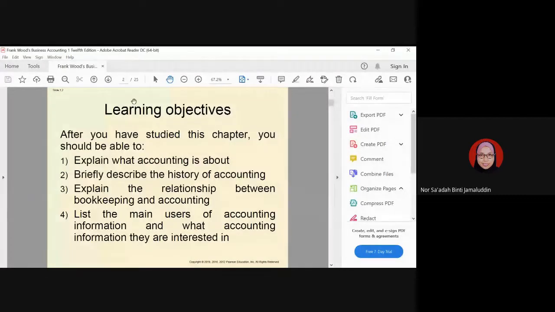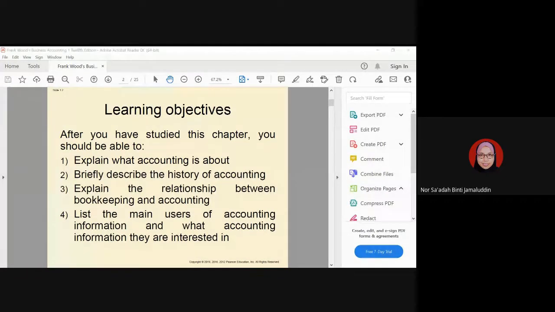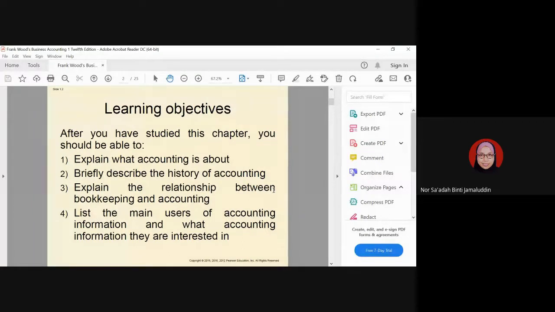Okay, this is the learning objective for this chapter. After you have studied this chapter, you should be able to first explain what accounting is about, and briefly describe the history of accounting. Apart from that, you should be able to explain the relationship between bookkeeping and accounting. And then you must know who the main users of accounting information are and what accounting information they are interested in.